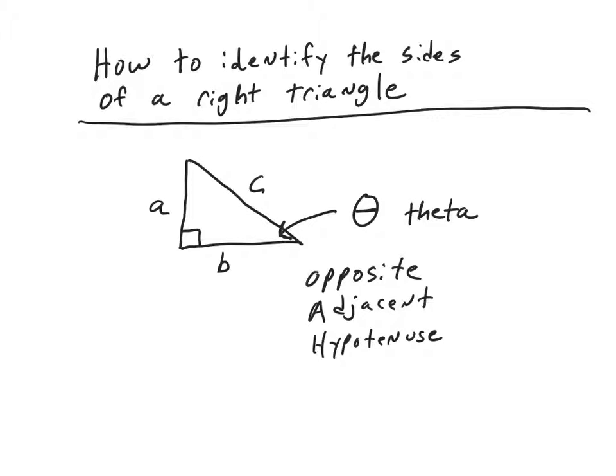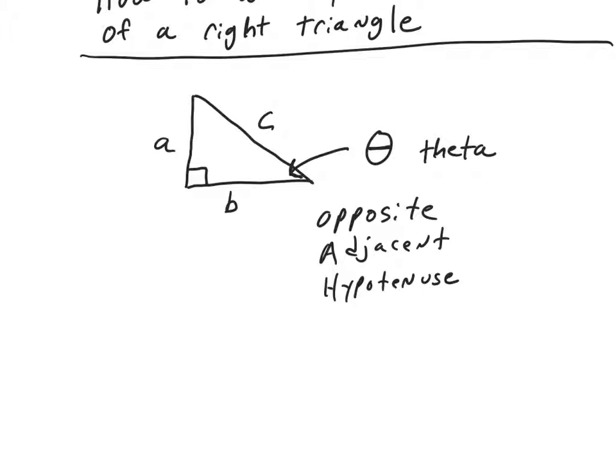To do the hypotenuse, what we want to do is find the right angle. So to find the hypotenuse of a right triangle, we find the right angle and we draw an arrow right through it. That arrow will point at the hypotenuse. So for this example, the hypotenuse is C. So to find the hypotenuse, here are the steps.